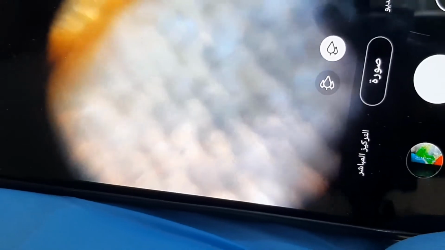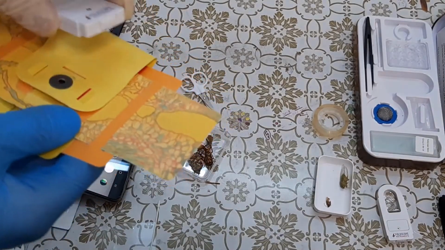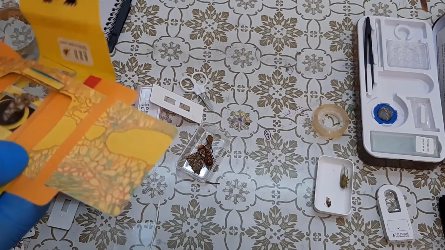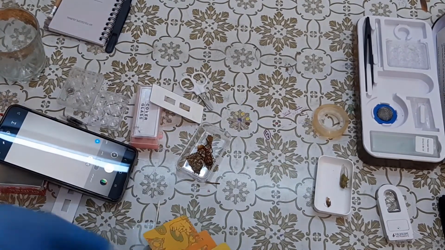So now let's see with another light how it looks like, the bigger picture of the sample.